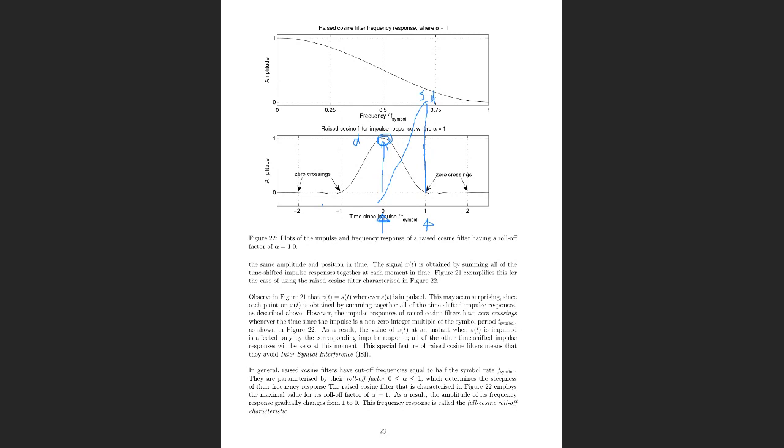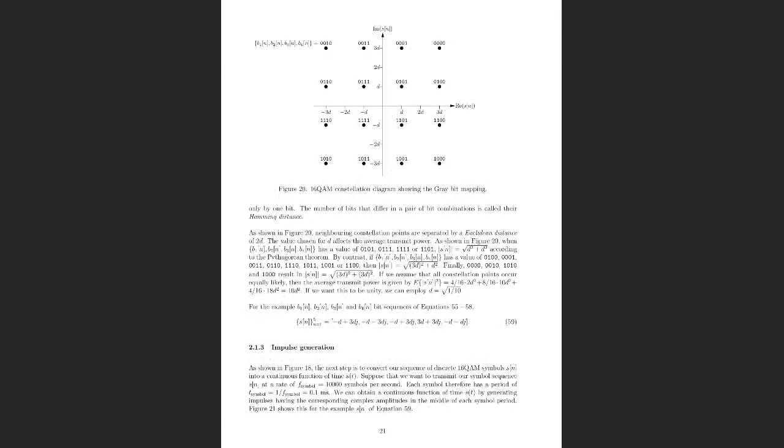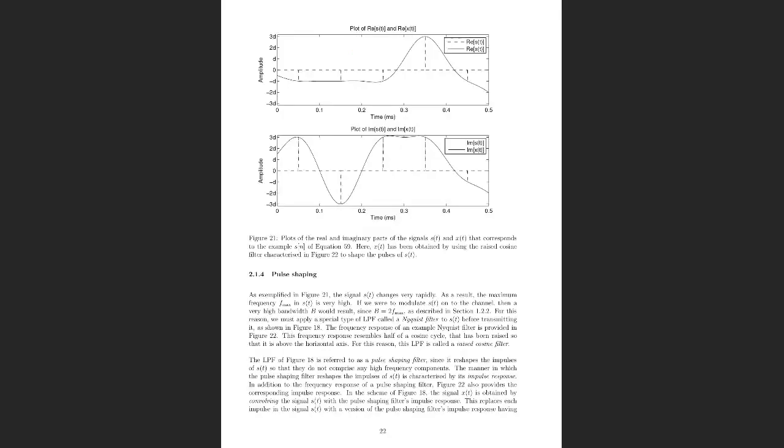So what we get in the end is all the signals superimposed together. We get a very smooth waveform. As the first time instant, I said earlier that the first symbol is this one. The real part is minus d, the imaginary part is 3d. So this is the first symbol. That's how we generate them.